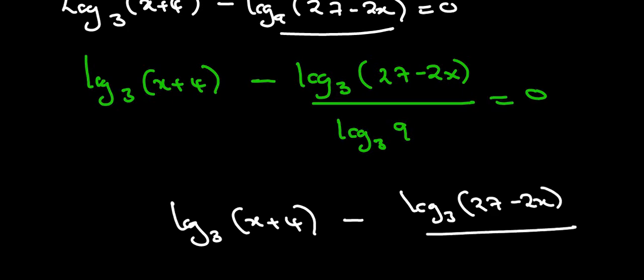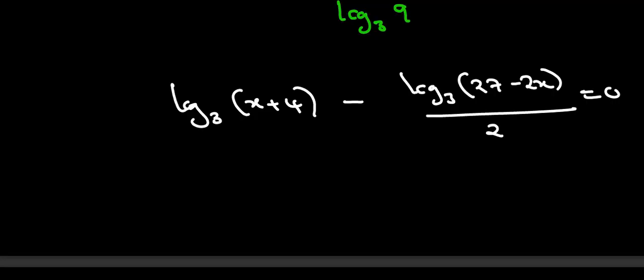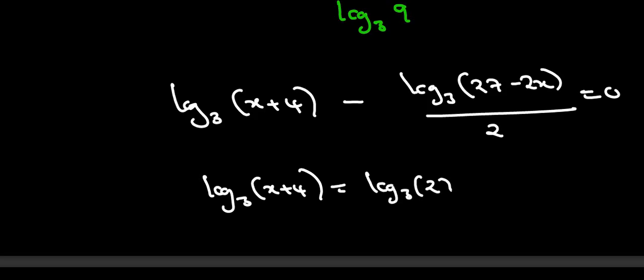Log of 9 to base 3 is equal to what? This is just a 2, the number of times 3 has to multiply itself to give us 9. That's 2 times. So we have given this, equate this to 0, because we can take this on the other side. It will be log base 3 of x plus 4 is equal to log base 3 of 27 minus 2x, then down here we have a 2.